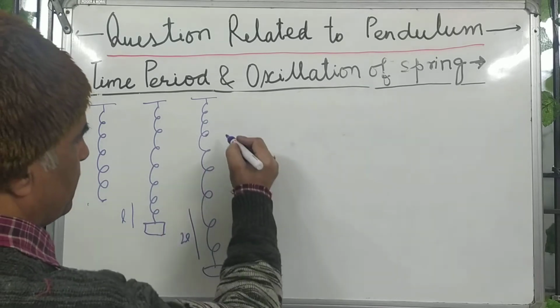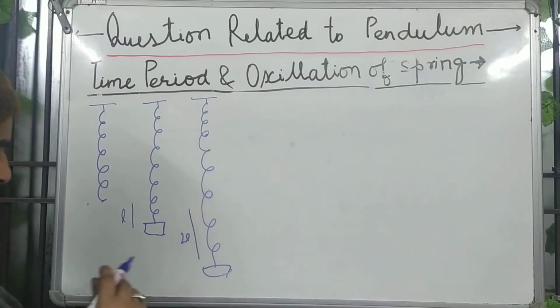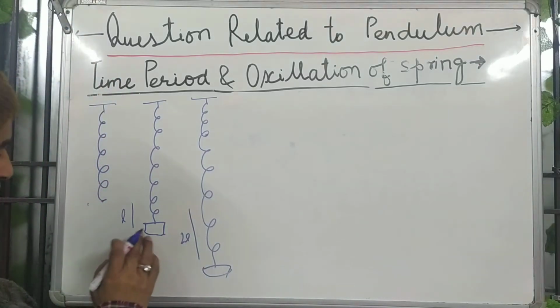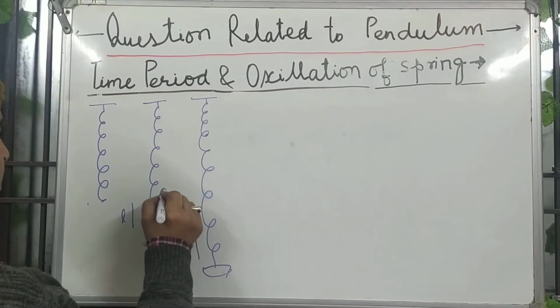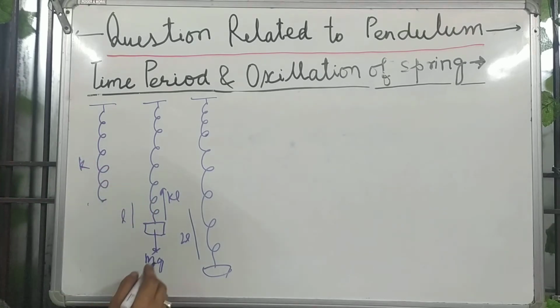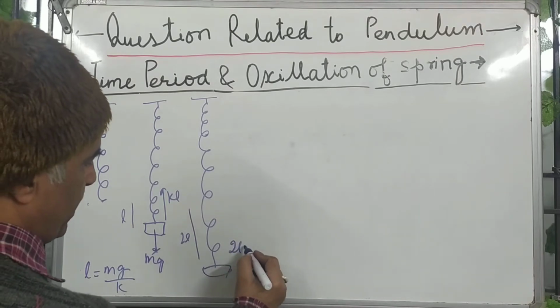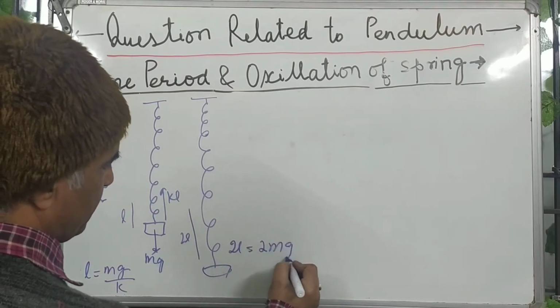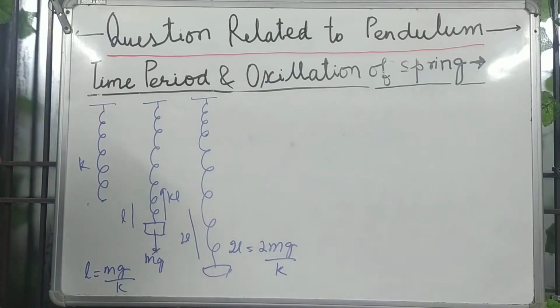Time period T. In this case, extension is double. In this stage, mg is downwards, restoring force kL is upward. k is the spring constant. That is, L is mg upon k. And in this extension, 2L equals twice of mg upon k, meaning extension doubles.